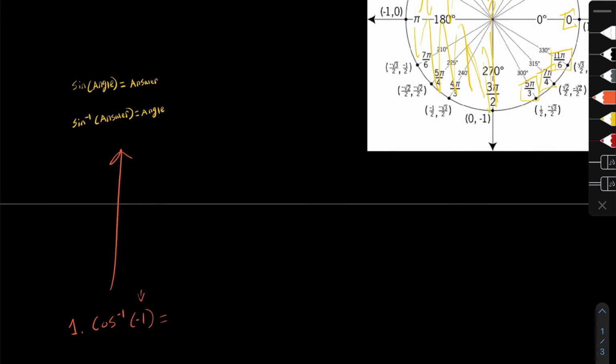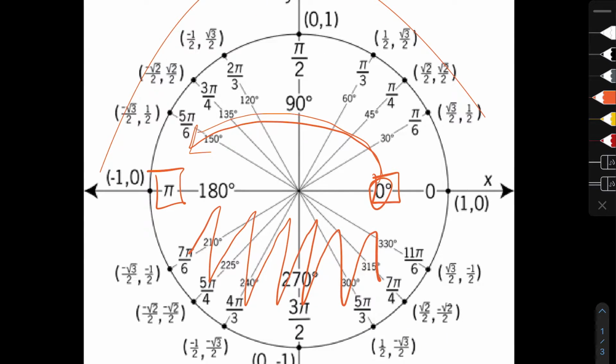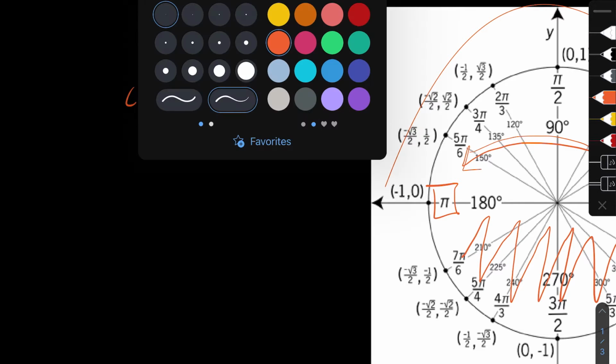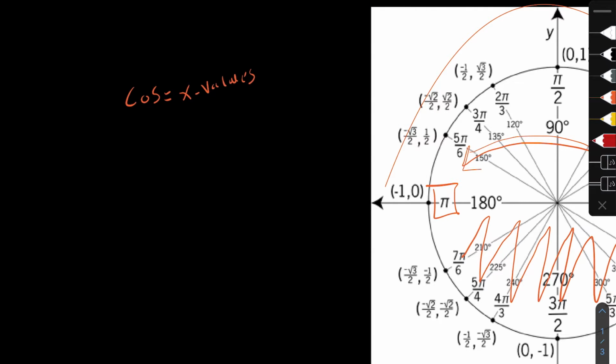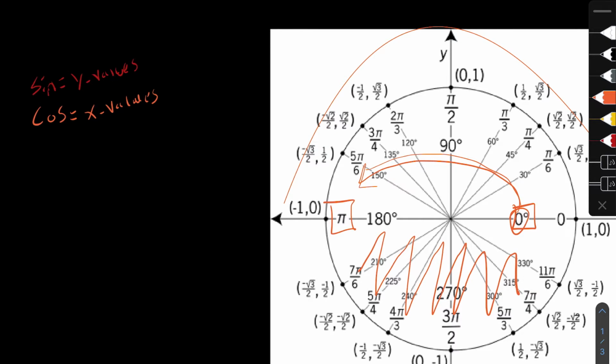So now let's head back to our unit circle for cosine and find where our cosine value is -1. If we look at this unit circle, let's try to find where the cosine value is -1. Well, we do know that cosine is equal to our x values, and we also know that sine is equal to our y values. Now that we are looking for a cosine value, let's find where the x value is -1.